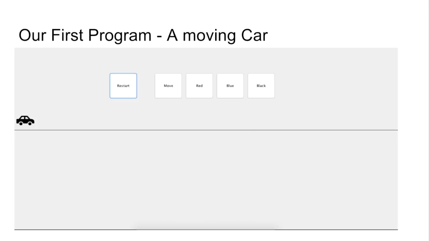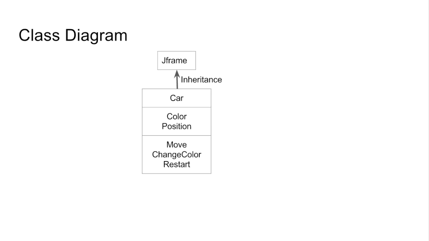Our first program, a moving car. Our first program is going to be a moving car, which can move, change colors, and restart so it can move back to its original position. Our class diagram basically just organizes everything.